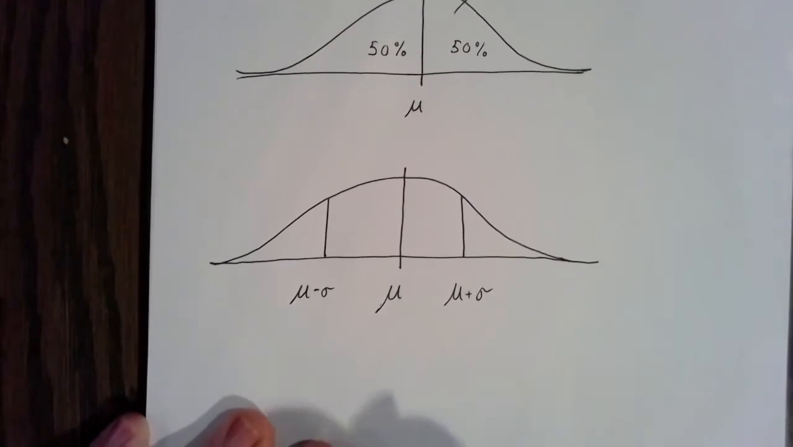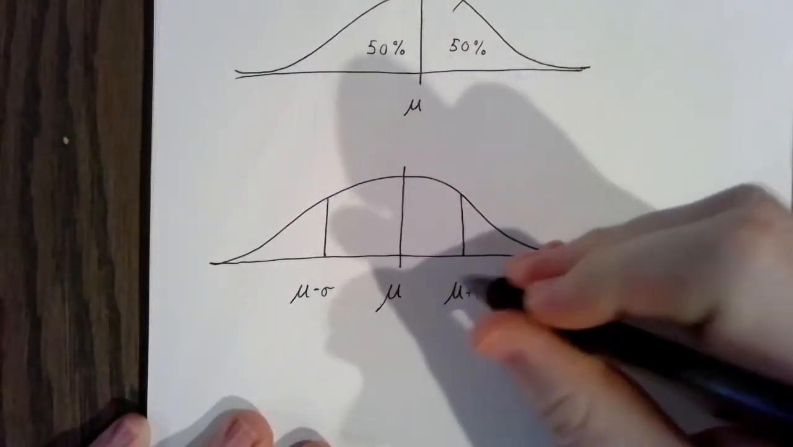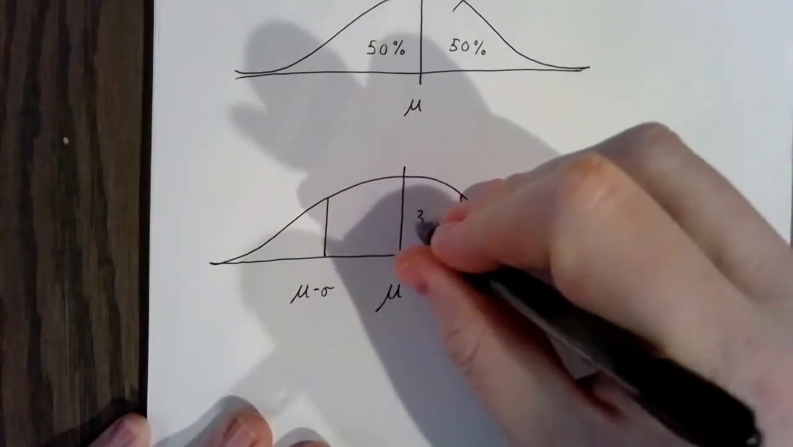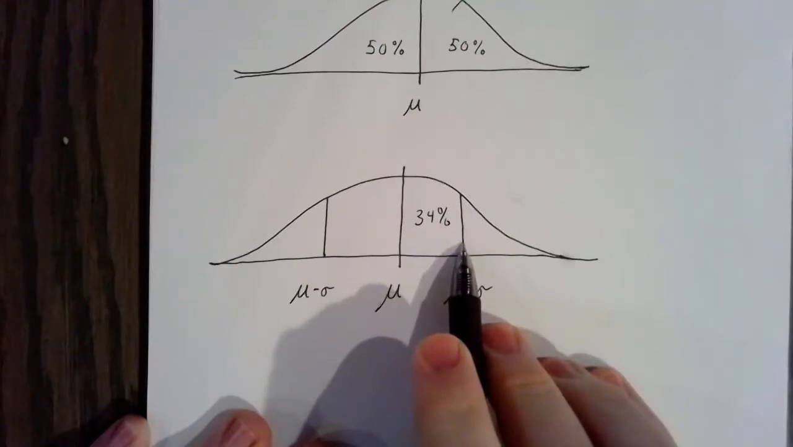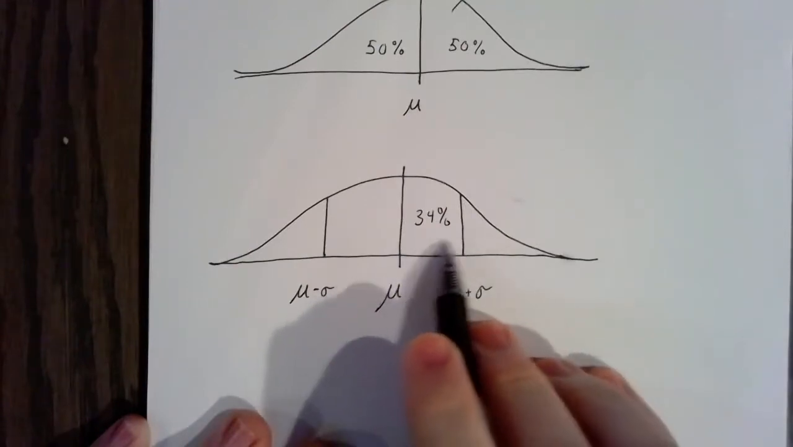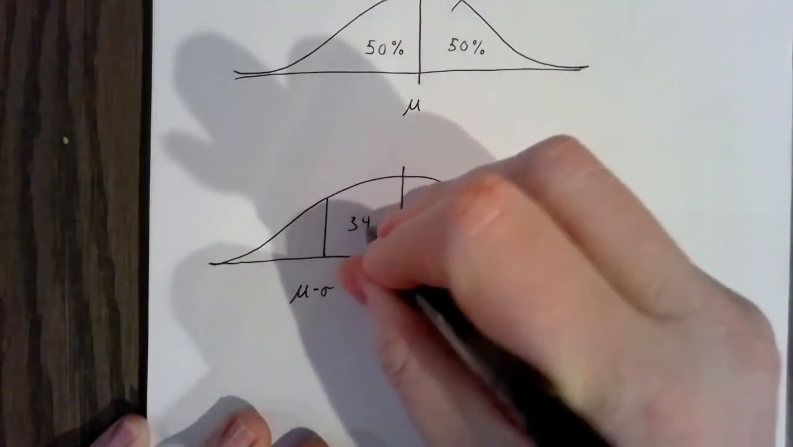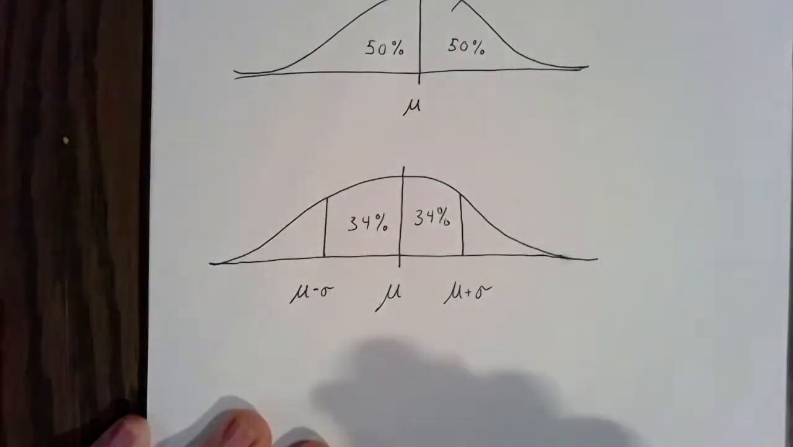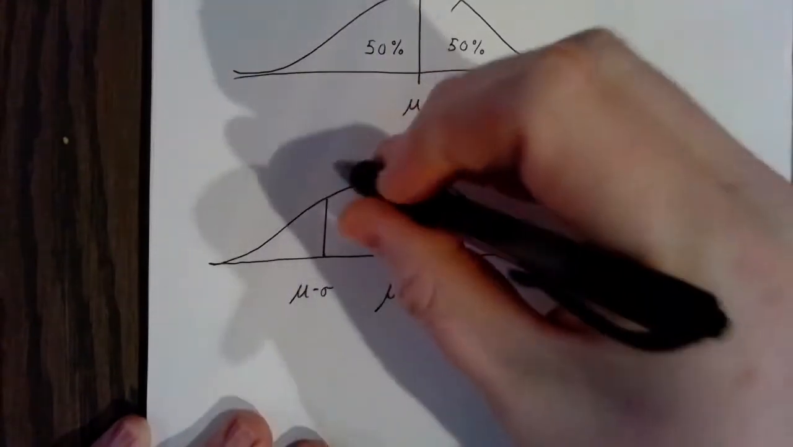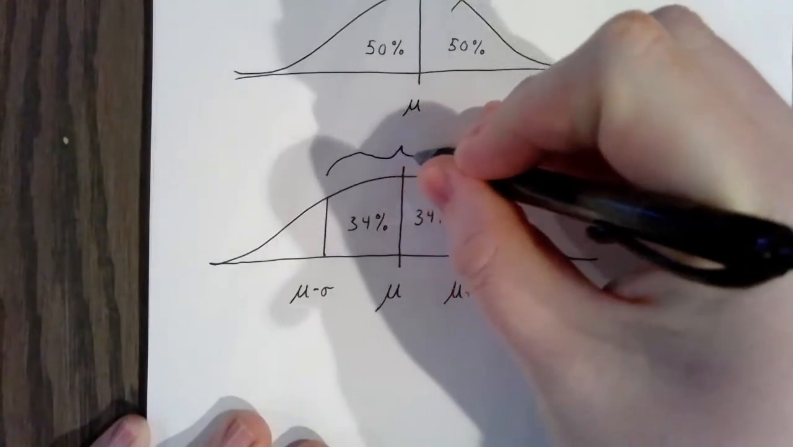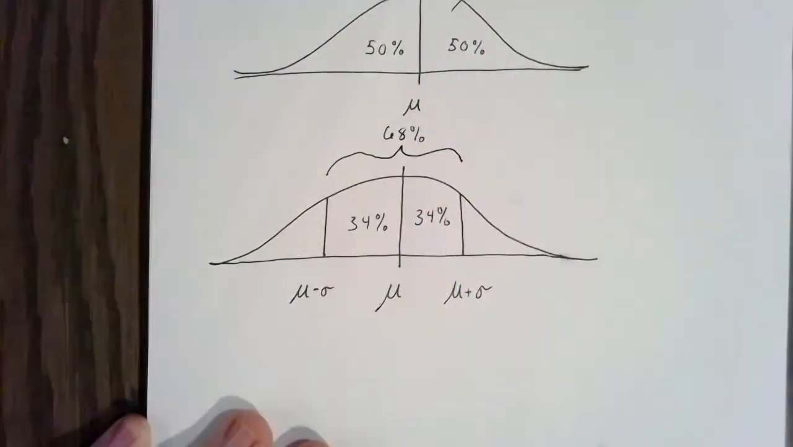Now, interestingly enough, if we go one standard deviation, just one sigma to the right, we have 34% of our data between mu and this sigma to the right. Within one standard deviation to the left, we also have 34% of our data. So that area is 0.34, 0.34. Altogether, if you're within one standard deviation, 68% of your data is captured.